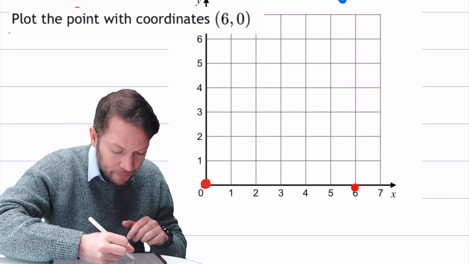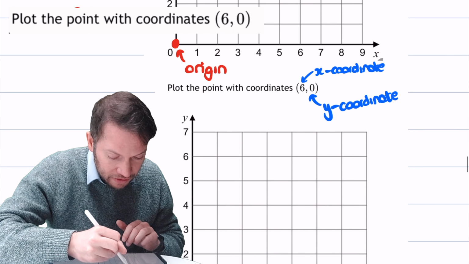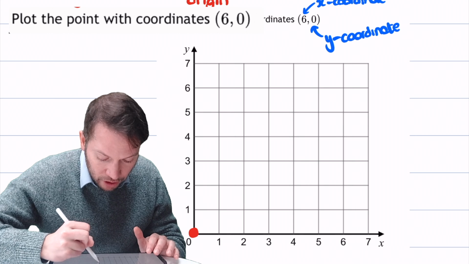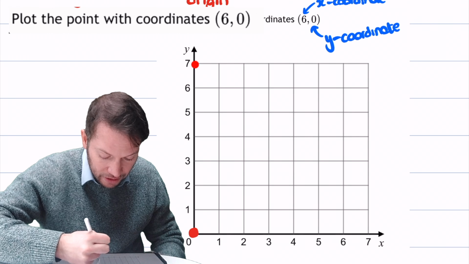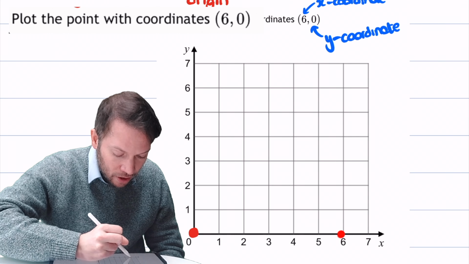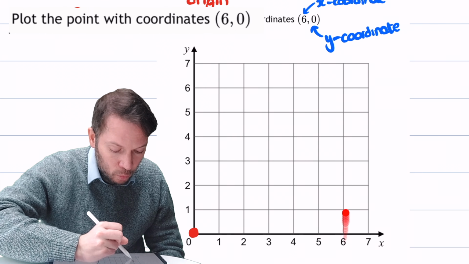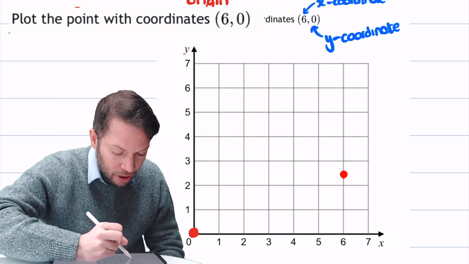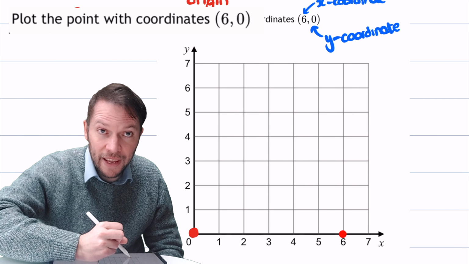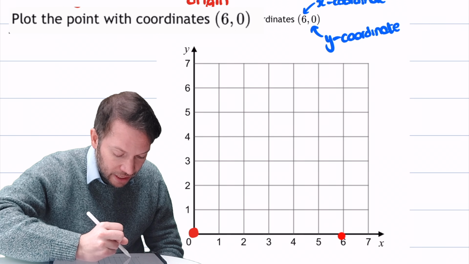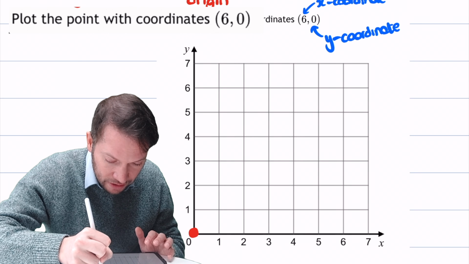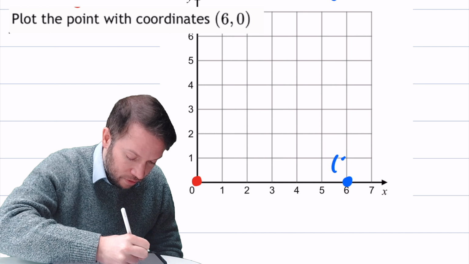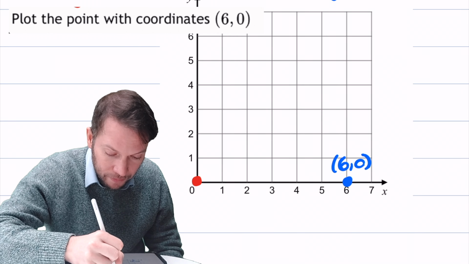So I'm currently here. And then the second value is 0. That tells you, because it's the y coordinate, how far you move in the y direction, so vertically. So I'm currently here. And then I move 0 units in the y direction. In the vertical direction. And if I move 0 vertically, that means I'm just going to stay where I am. So I'm still at this point here. So let's mark it. It's this point here. So that is the point with coordinates 6, 0.